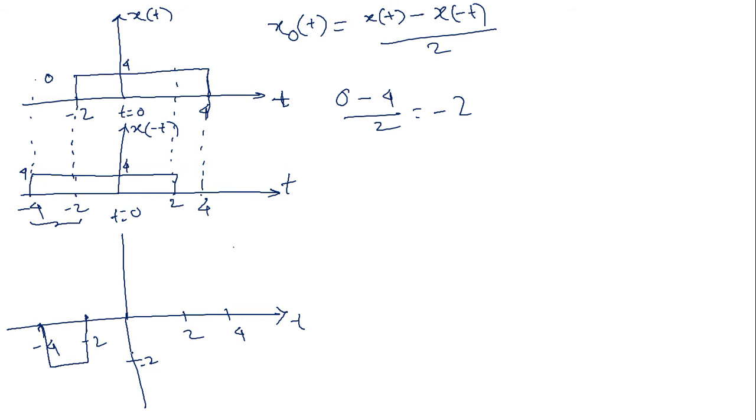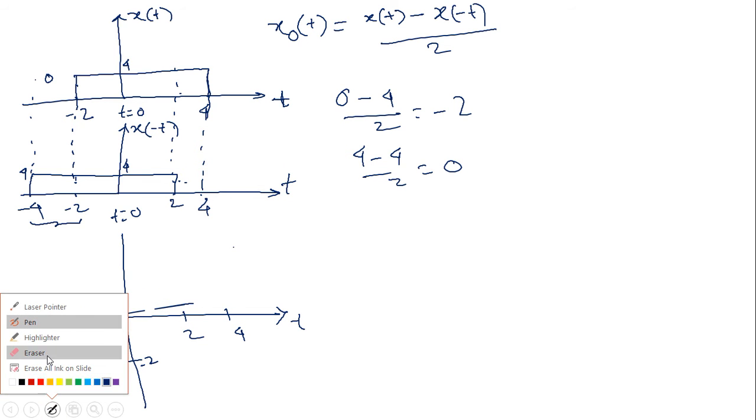Minus 2. Next, I am subtracting between minus 2 to 2. Minus 2 to 2 is also 4. So 4 minus 4 divided by 2 is 0. So in between minus 2 to 2, it is 0.